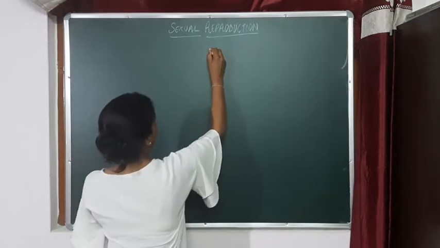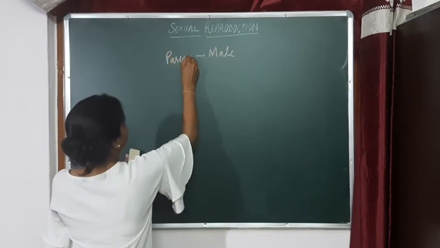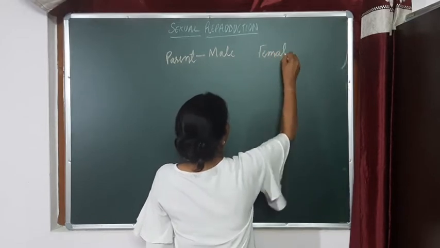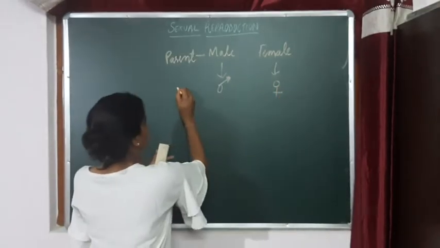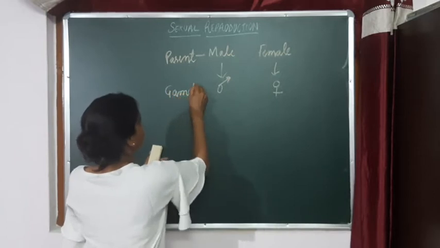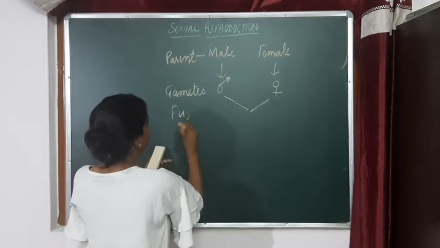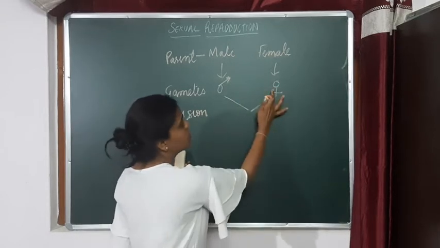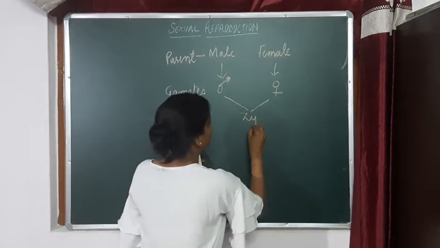So in sexual reproduction, the two parents are involved, the male and the female, right? And they form gametes, the male gamete and the female gamete. They fuse together, meaning fusion is going to take place. The next step is fusion of gametes. These two, the male gamete and the female gamete, will fuse and form the zygote.